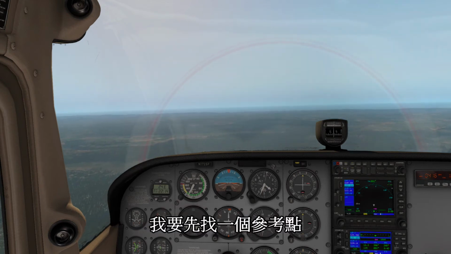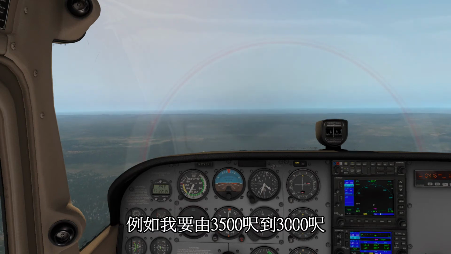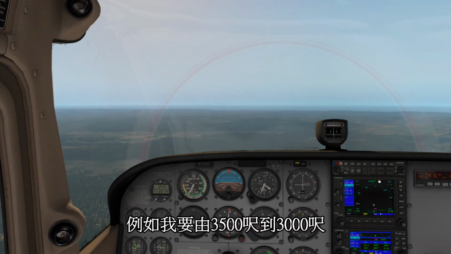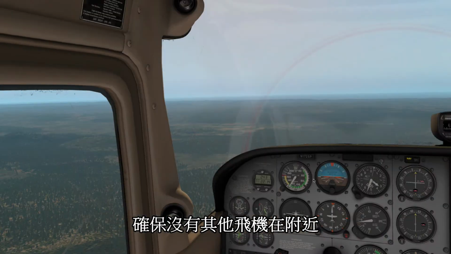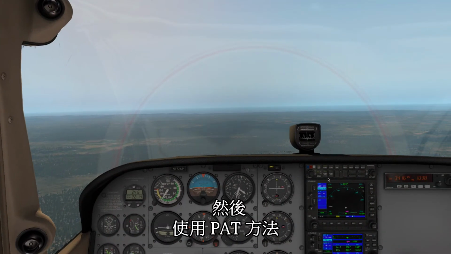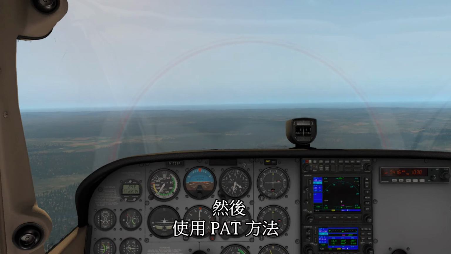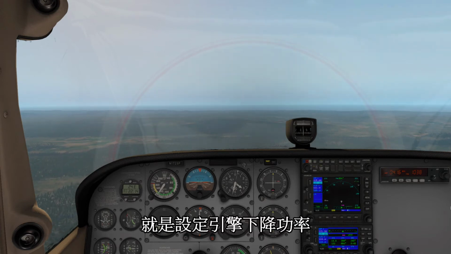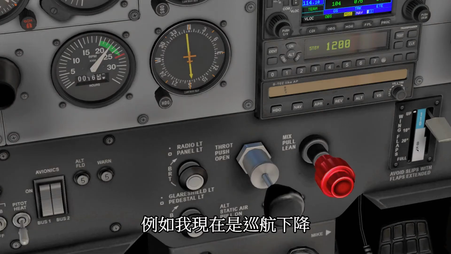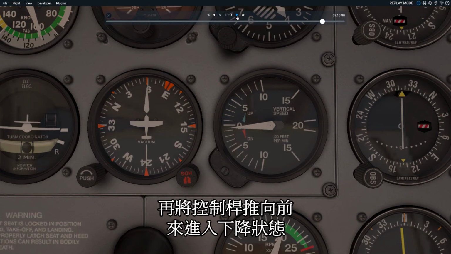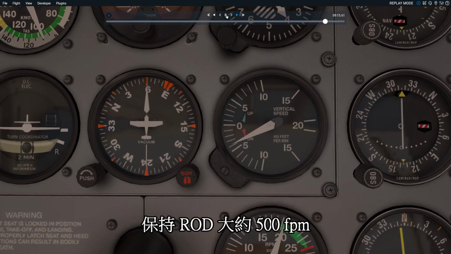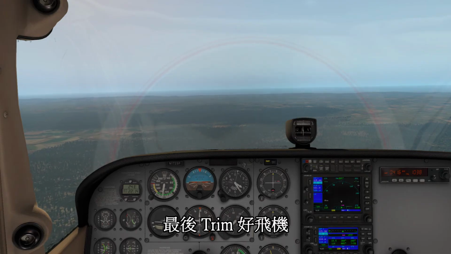Before I start my descent, I have to set a reference point. Let's say right now I descend from 3,500 feet to 3,000 feet. Then I need to look out forward and below to make sure there's no other traffic. After that, I apply the PAT technique, which is setting my descent power. Let's say I'm going to have a cruise descent. I pull the throttle to reduce the power to 2000 RPM, then I push the yoke forward to enter a descent, set the descent attitude, hold the ROD at around 500 FPM, and trim the aircraft.